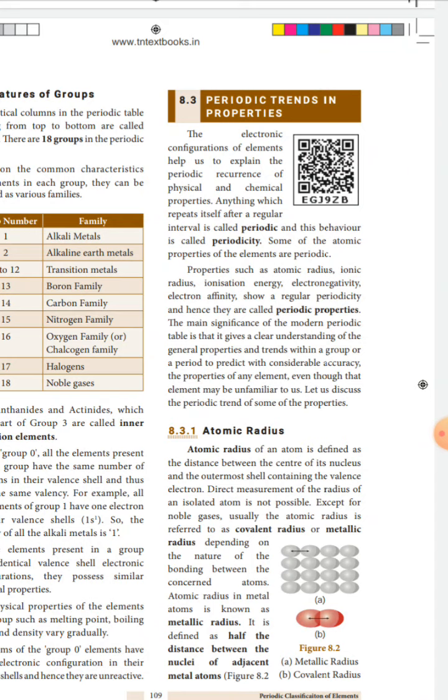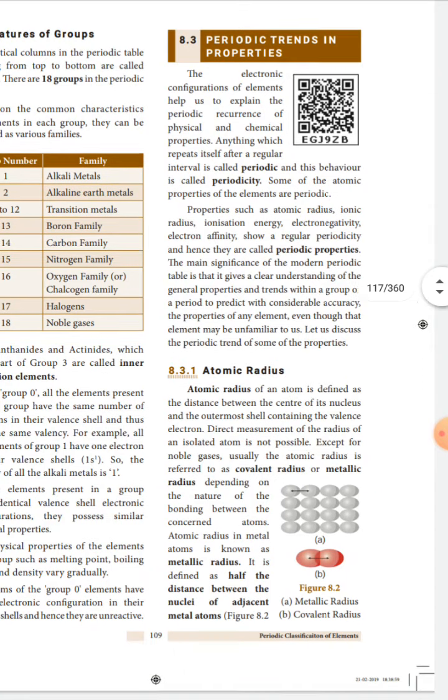For example, periodical means the magazine occurring after a regular interval of time. A newspaper or magazine which is published at regular intervals of time is called a periodical. Similarly, the properties are going to be regularly or evenly changed after a regular interval of time. That is called periodicity.